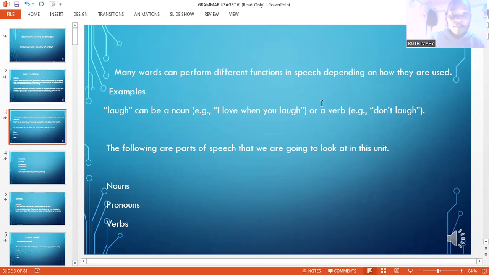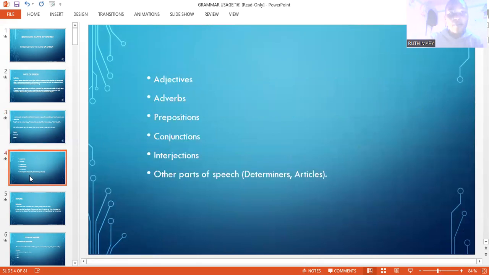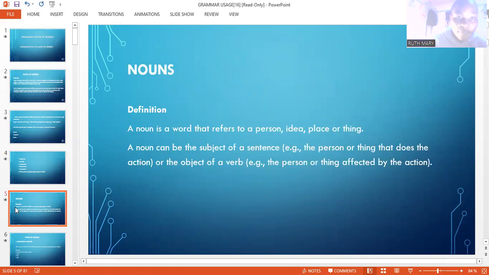The following are parts of speech that we are going to look at in this unit: nouns, pronouns, verbs, adjectives, prepositions, conjunctions, interjections, and other parts of speech such as the determiners and the articles. Now let's start with nouns. A noun is a word that refers to a person, an idea, a place, or a thing.